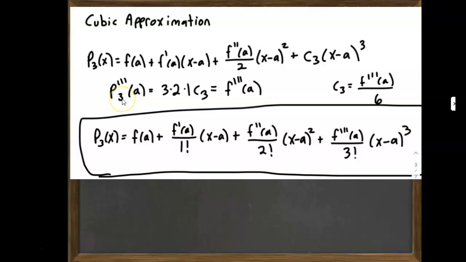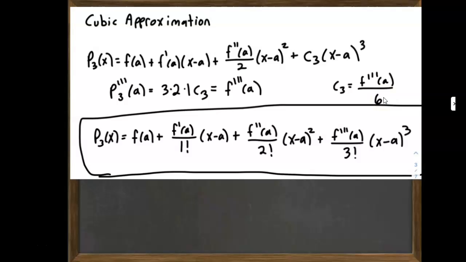So if we took the third derivative of this, that would be 3 c3, x minus a would be left over the first time, and then times 2 c3 x minus a, and then when we do the third derivative times 1, derivative of x minus a is just 1. We would have p triple prime, the third derivative of this thing, would be 3 times 2 times 1 times c3 equals f triple prime of a. So c3 is the third derivative of a divided by 6.